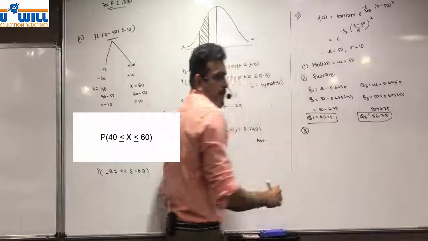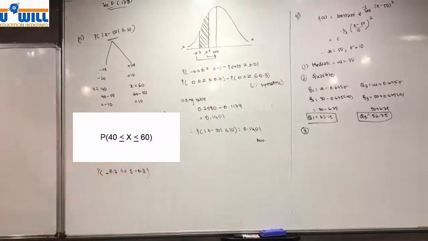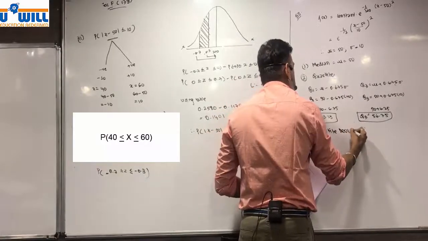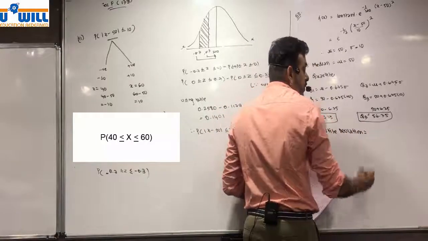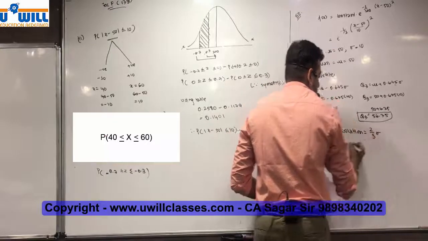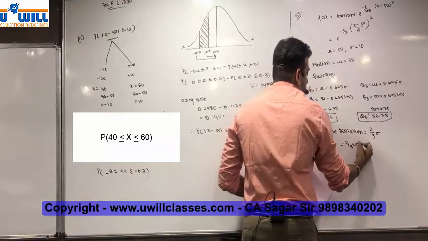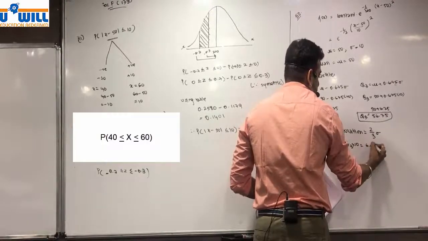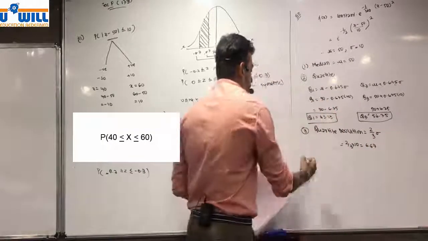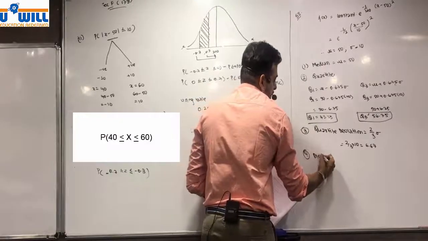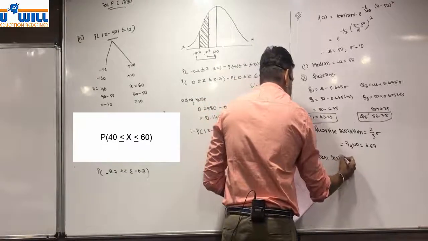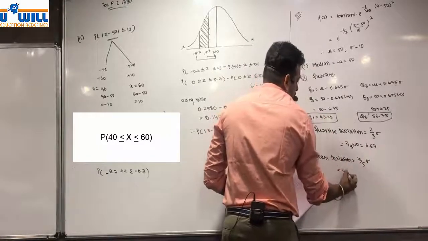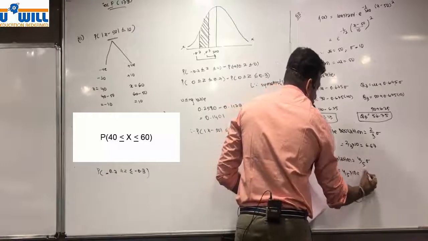Third, quartile deviation. What's the formula for quartile deviation? 2 by 3 sigma. 2 by 3 into 10, 20 divided by 3, 6.67. And fourth, mean deviation. 4 by 5 sigma. 4 by 5 into 10 is equal to 8.